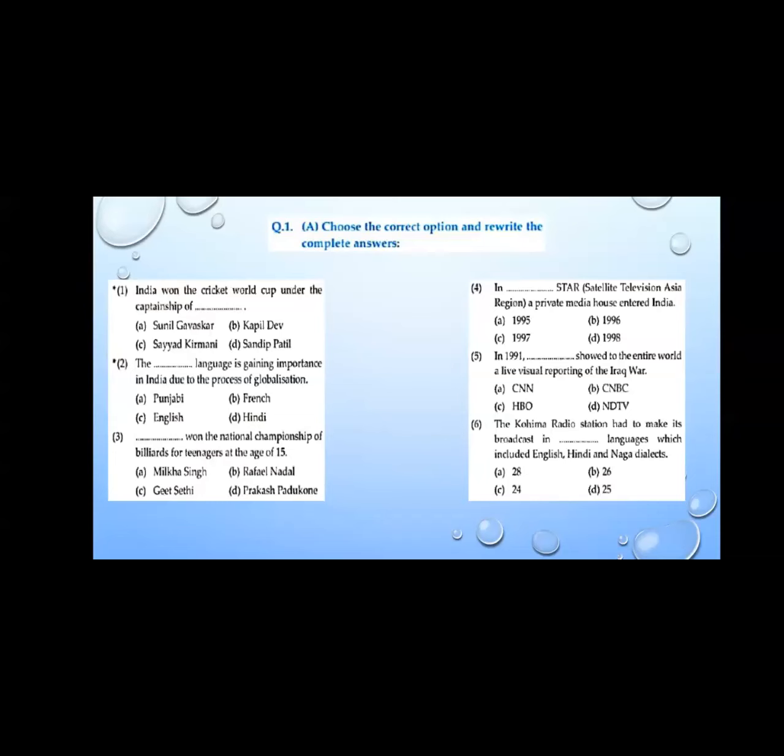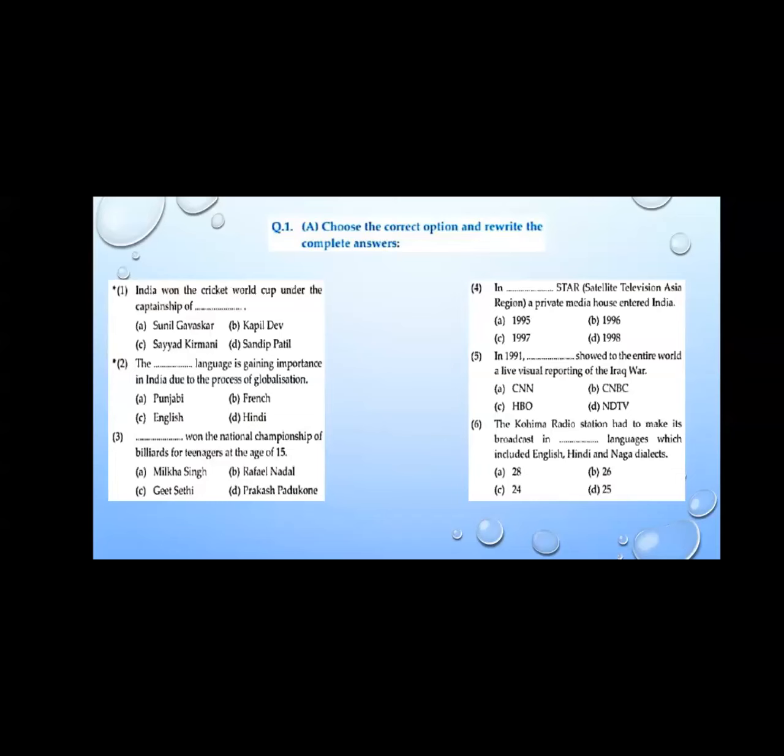And the next one, dash won the national championship of billiards for teenagers at the age of 15. The options are A, Milkha Singh; B, Rafael Nadal; C, Geet Sethi; D, Prakash Padukone. So your correct answer is option C, Geet Sethi.